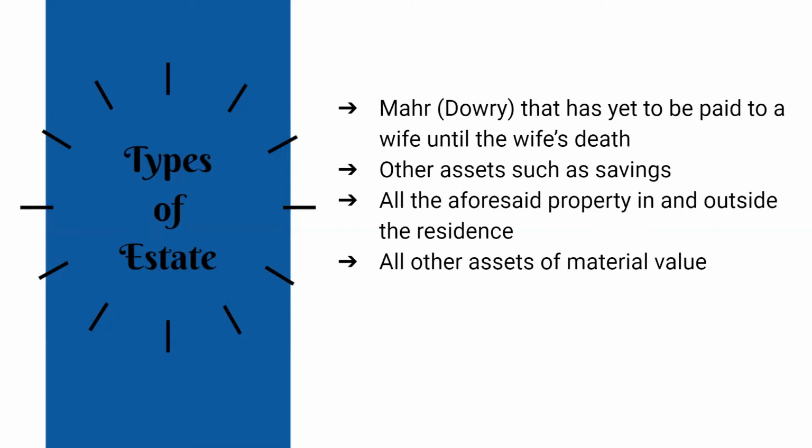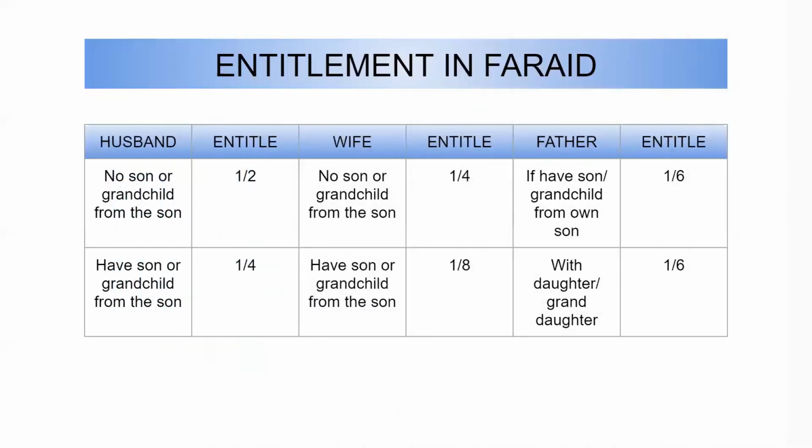Last but not least, all other assets of material value also need to be included. For example, furniture and antique property. So that's all for the types of estate in faraid. Okay, now I will further explain the entitlement of Faraid.